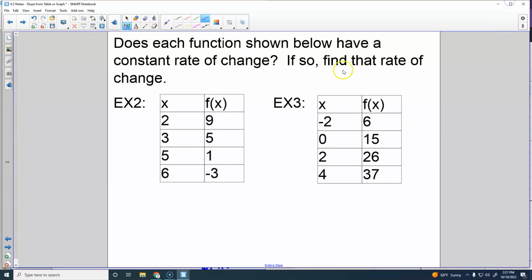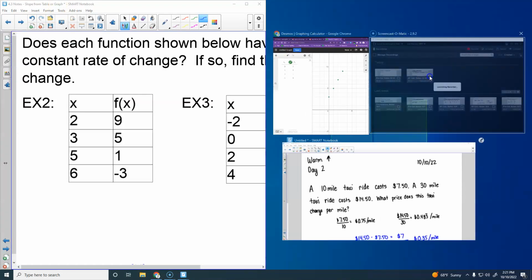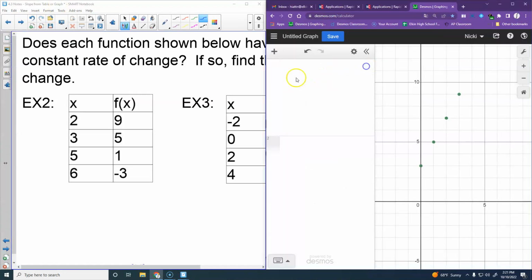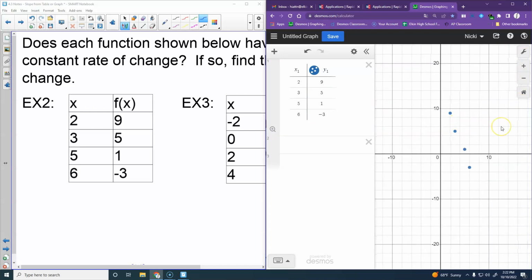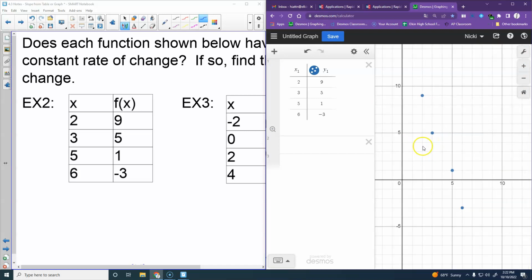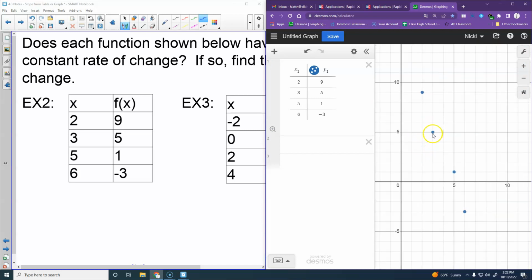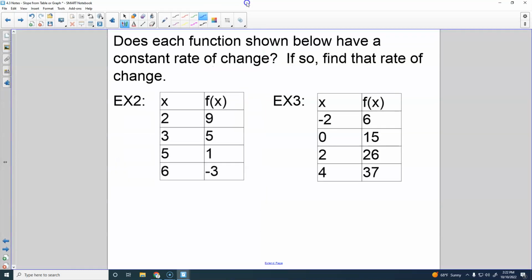And just because I want you to know what the graph looks like also, let's graph this one too real quick. We won't always do this, but 2, 3, 5, 6, 9, 5, 1, negative 3. All right. Does that look like a perfect line? No. Well, it's kind of close, but that point right there looks like it's a little off, doesn't it? Well, yeah. I don't think this is going to make a perfect straight line. I don't think this is going to be a constant rate of change, right, just by looking at that graph. But let's see how we can tell from the table, right?